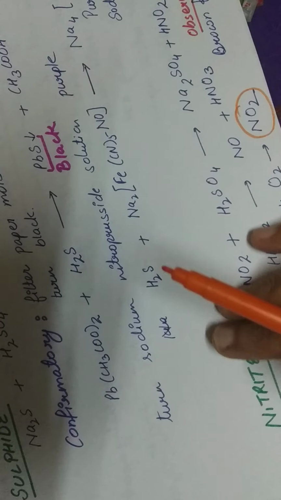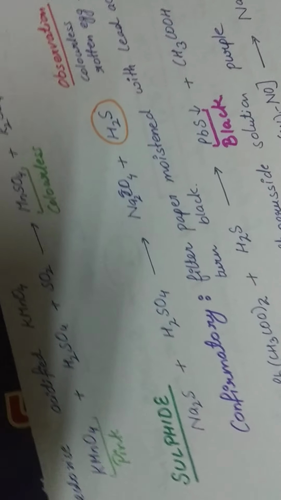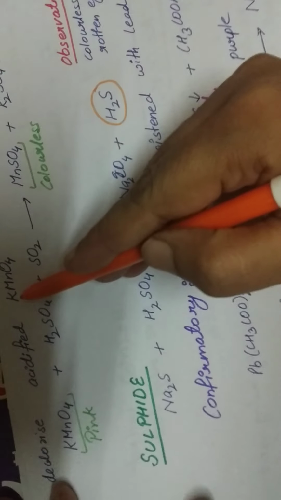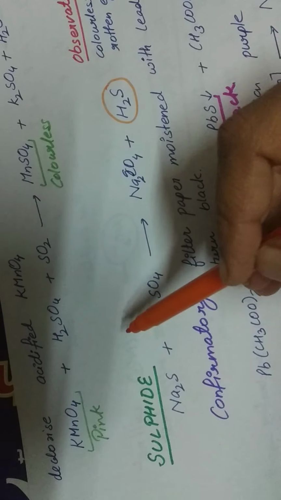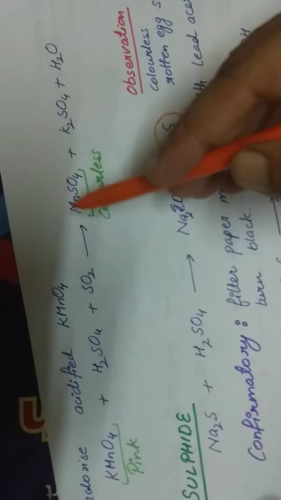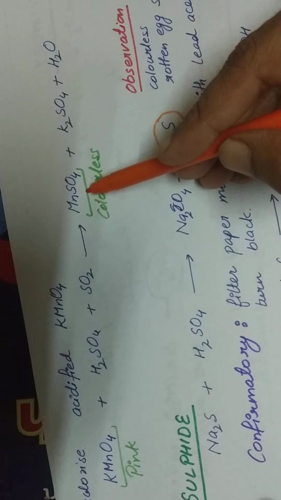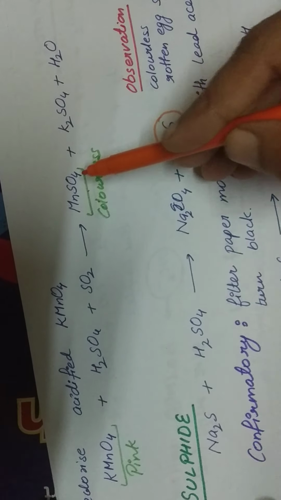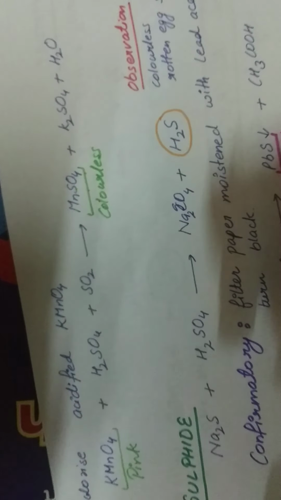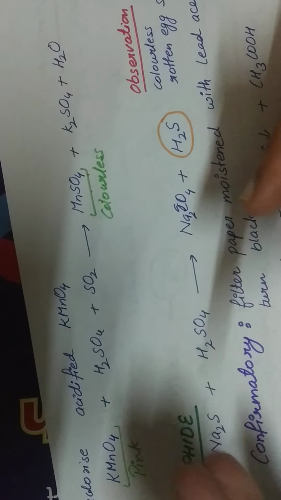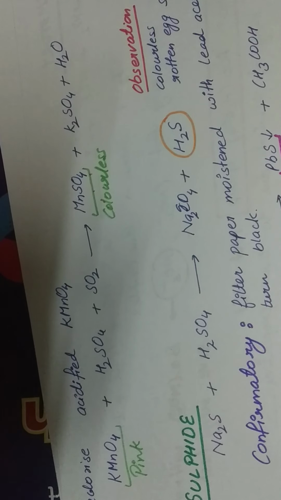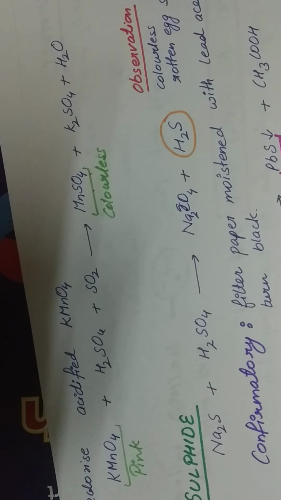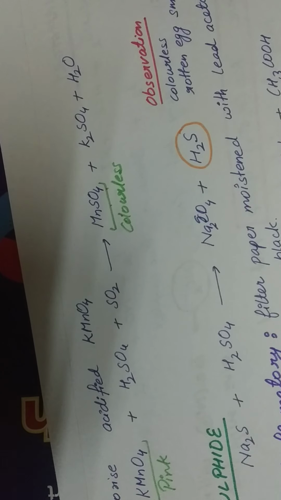Then another test for sulfur dioxide can be carried out with acidified potassium permanganate. It is pink or violet in color, and here it turns colorless, due to the formation of MnSO4. So for the sulfite radical we can carry out two confirmatory tests. One is potassium dichromate, which turns green, and the other is potassium permanganate, which turns colorless. So both are strong oxidizing agents.